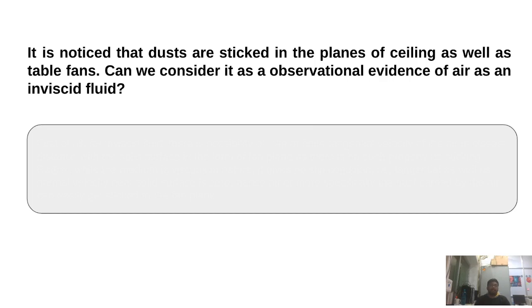If it is an inviscid fluid, there should not be any sticking of the dust on the planes of the ceiling fans or table fans, correct? So it should not be considered as an observational evidence of air as an inviscid fluid; rather it is the observational evidence of air as a viscous fluid, correct?